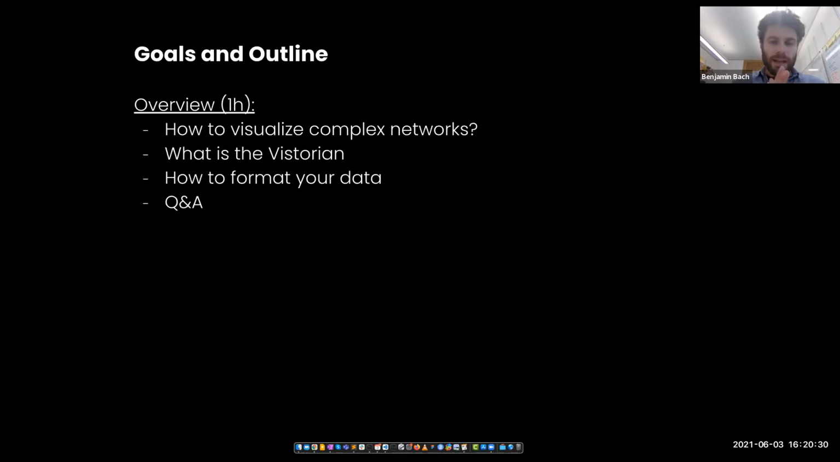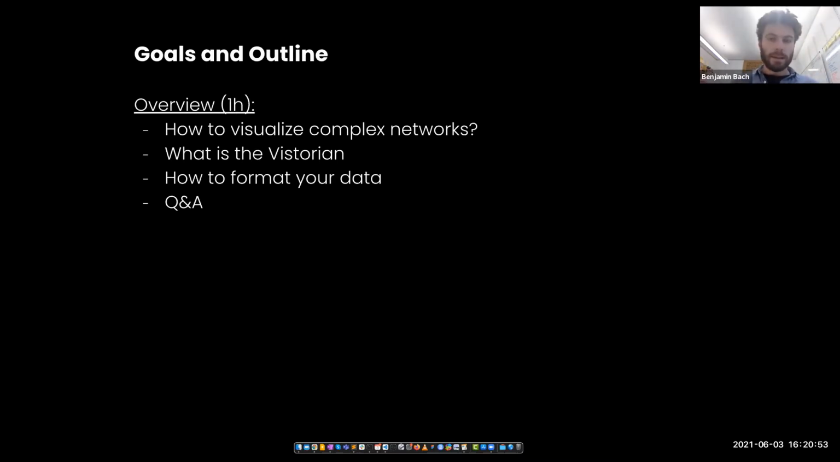So the outline for today is that in the next hour, I will talk a little bit about network visualizations in general, of what are these different views that I'm talking about now, matrices and maps, and what is all this stuff. I want to then walk you through how you can use the Vistorian to visualize a network and explore a network.